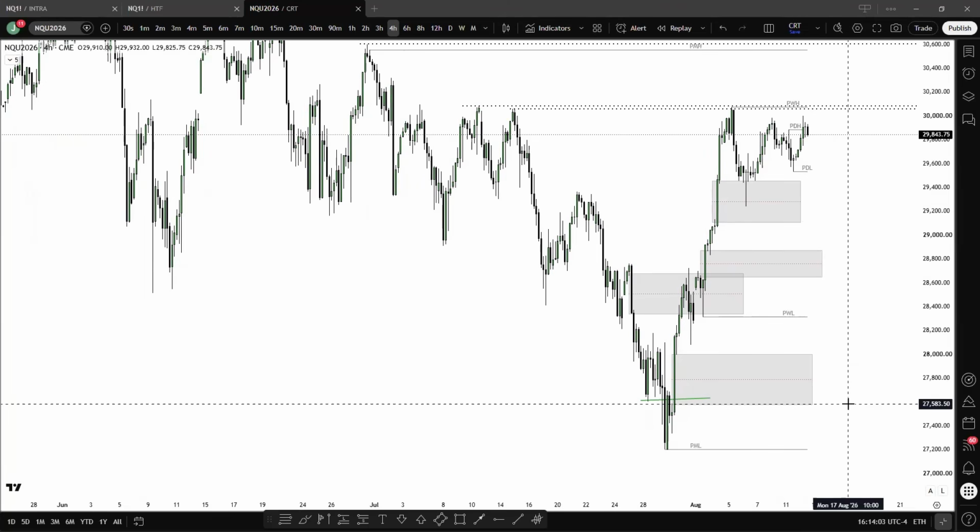Okay, so that's all we're going to worry about. Now, this is how I get my bias. This is how I get my narrative. And this is how I execute, just by using fair value gaps and pivot highs or lows, going from higher time frames down to lower time frames.